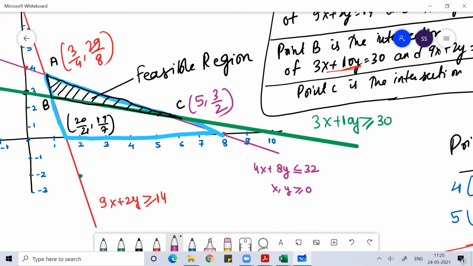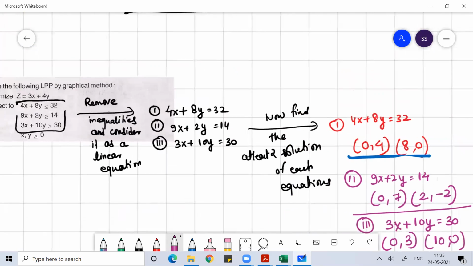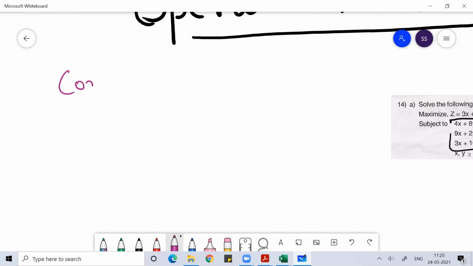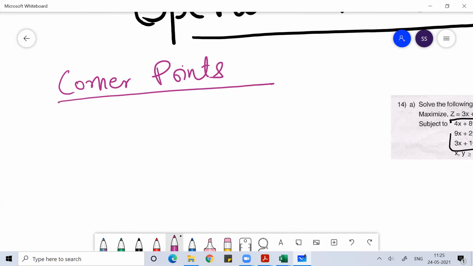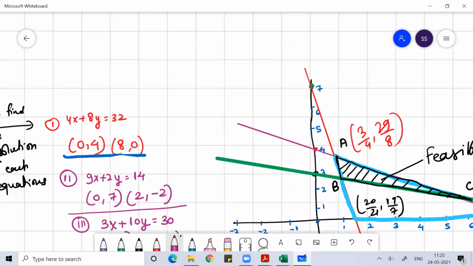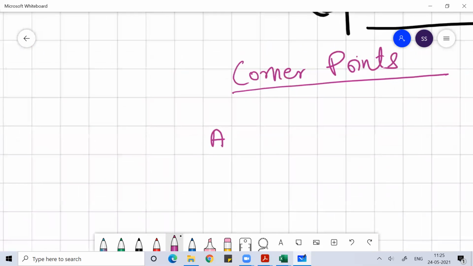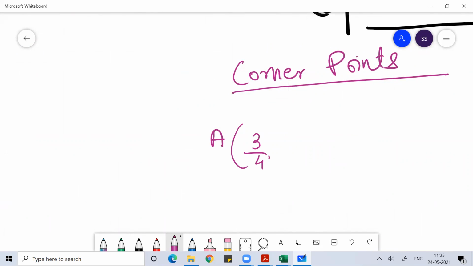Once you get the coordinates of points A, B, and C, put these coordinates in your objective function. This is your objective function, no? We call these points corner points. So A is 3 by 4, 29 by 8. Okay, then B. So we'll put these points in the objective function.